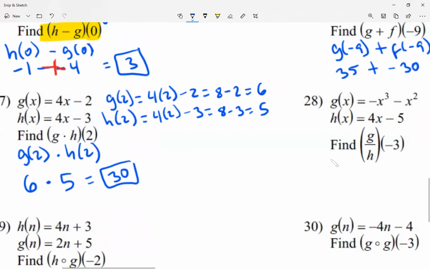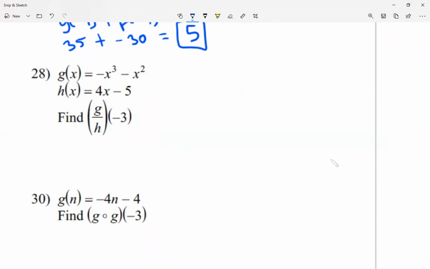Now let's take a look at the last example. Now fractions, I'm asking you to find g over h of negative 3. In reality, what I'm asking here is what's g of negative 3 divided by h of negative 3. Fractions are another way we write division. Or to sound fancy, we call this quotient. Remember that a few years ago? Quotient, division. So let me find out what's g of negative 3. The variable is negative 3.